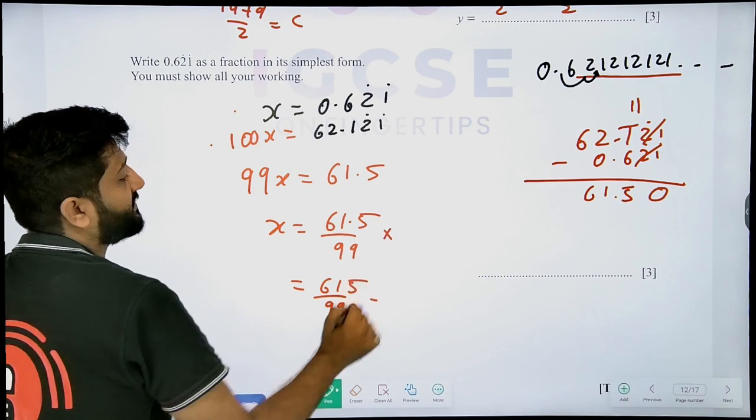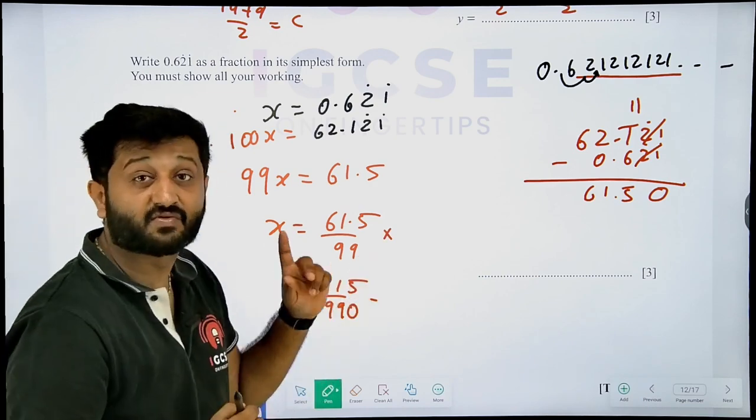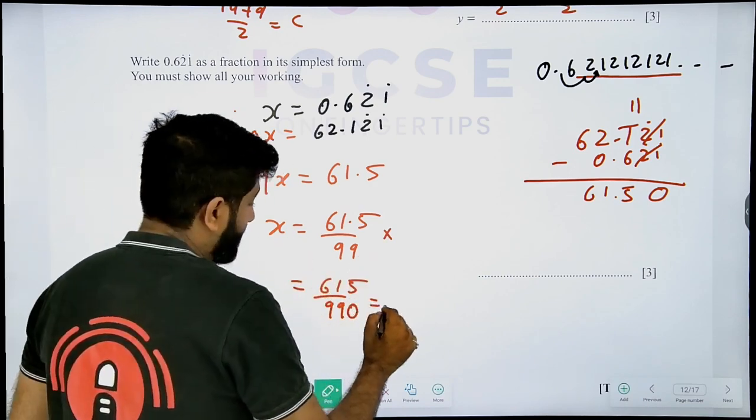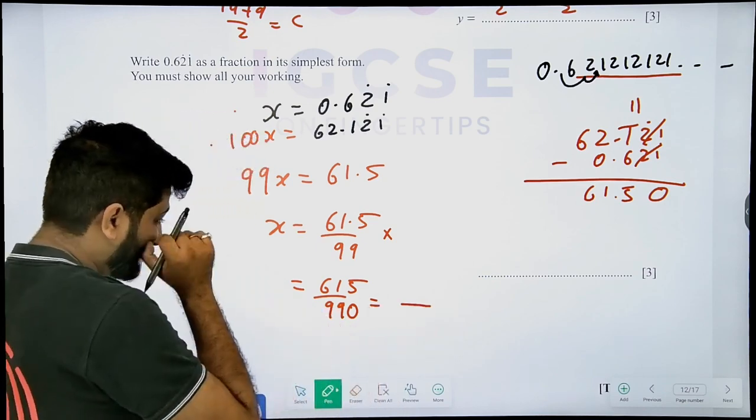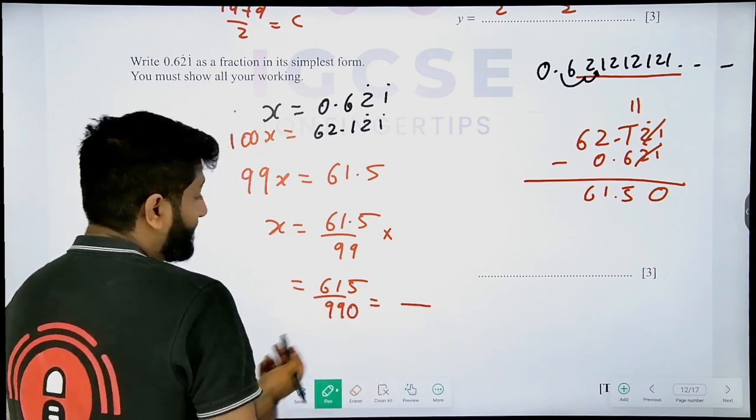This is not the final answer, guys. Again, you'll have to simplify this further. I can divide this with 5 first. Let me divide this with 3 first.